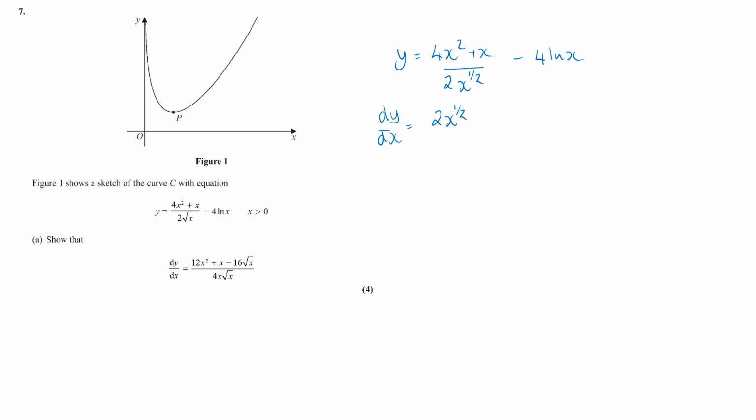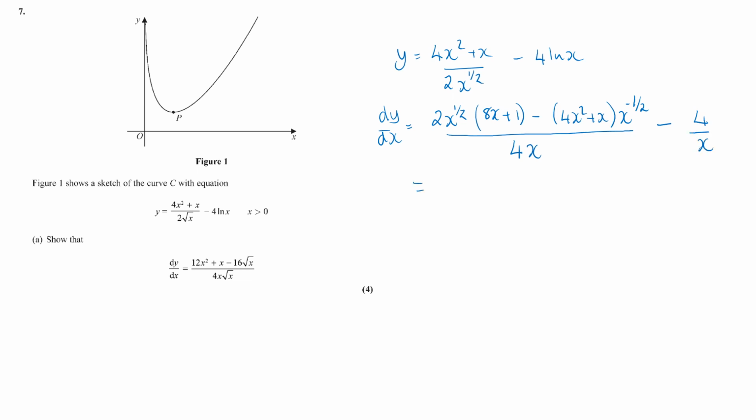2x to the half times differential of top, which is 8x plus 1, minus top, 4x squared plus x, times differential of bottom. The half will come down and cancel with the 2, and we'll just have x to the minus half, and then that'll all be over bottom squared. 2 squared is 4, x to the half squared will just be x, minus then 4 ln of x will differentiate to 4 over x.